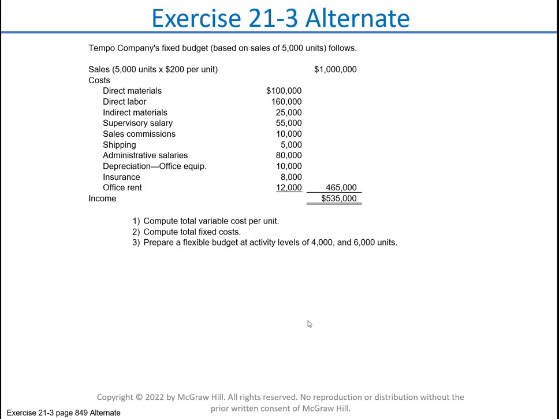So here we're given some information about this company's budgets and their normal cost. We want to compute the total variable cost per unit, total fixed cost, and prepare a flexible budget at two different activity levels. So we're looking at their cost information, and we need to determine which of these costs are variable and which are fixed.